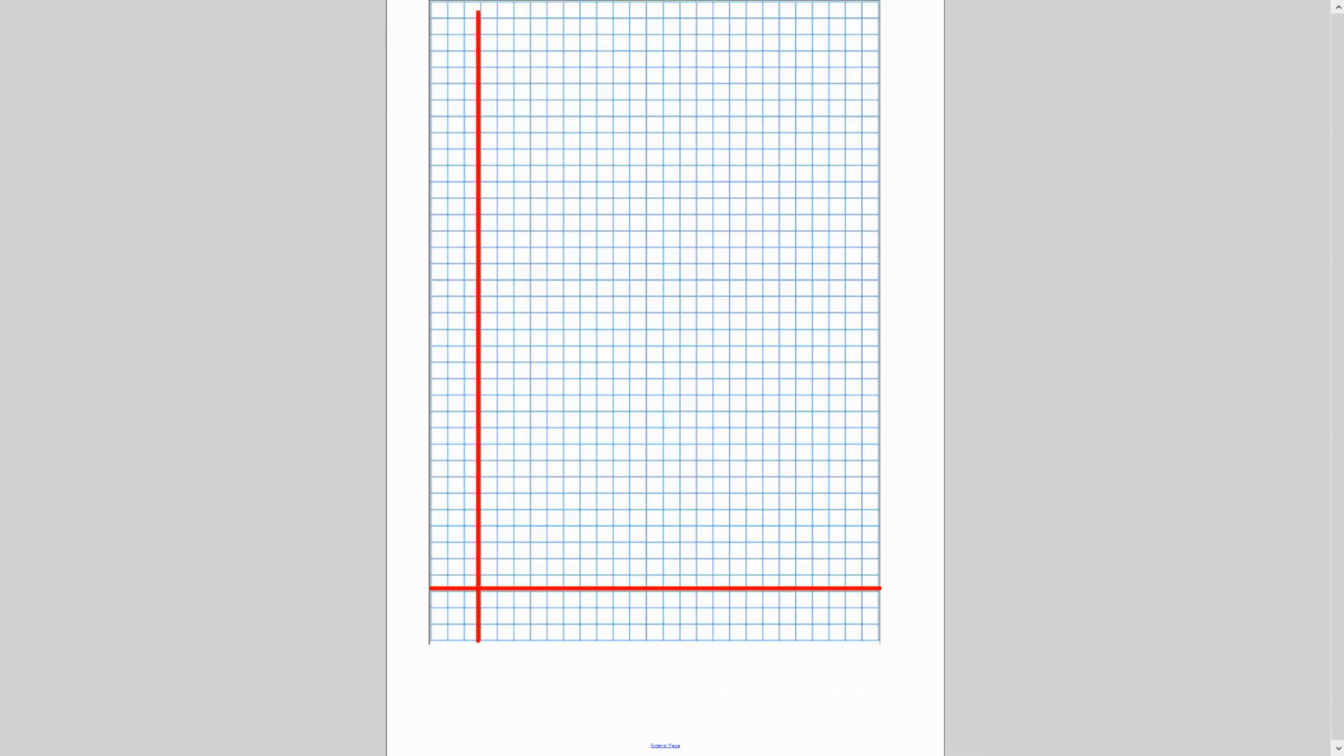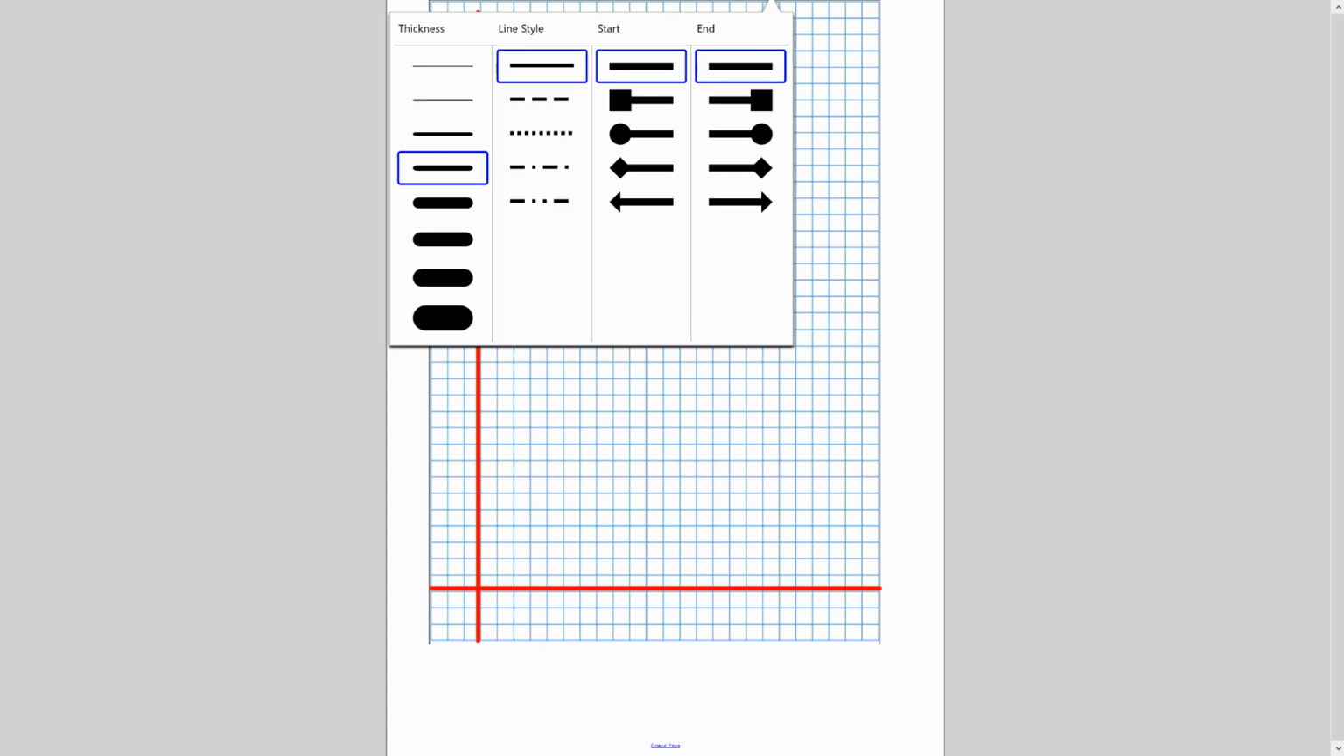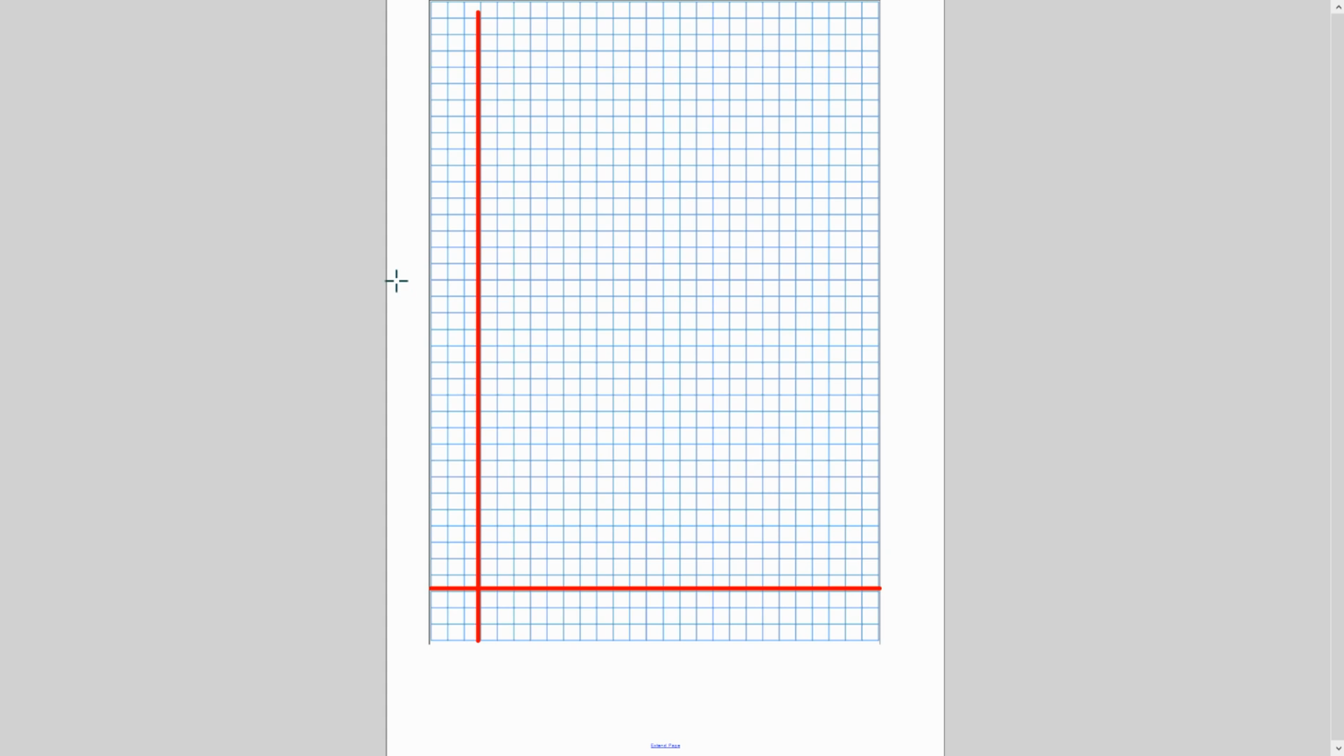So now I want to do something. I want to start looking specifically at, let's remember what we want to graph. We want to graph flow rate, Q, in meters cubed per second.